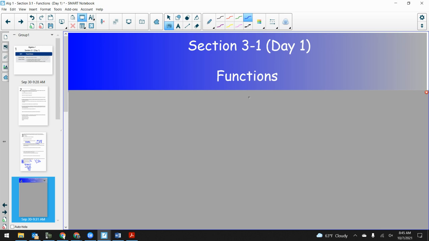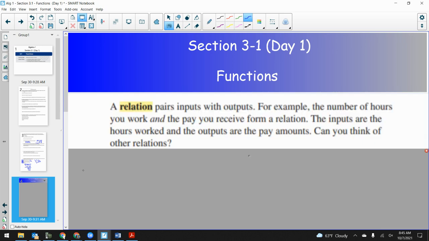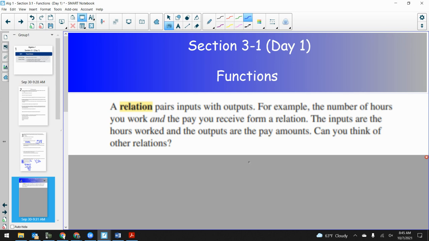And if we got to understand what a function is, we should understand where it comes from, which is a relation. So let's first define ourselves a relation. Well, a relation is anything that pairs inputs with outputs. Anything. It could be mathematical. It may not be mathematical. It could be the amount of hours I spend studying and my grade. Should there be a correlation? Probably. Does there have to be? No. But there should be some sort of a relationship.